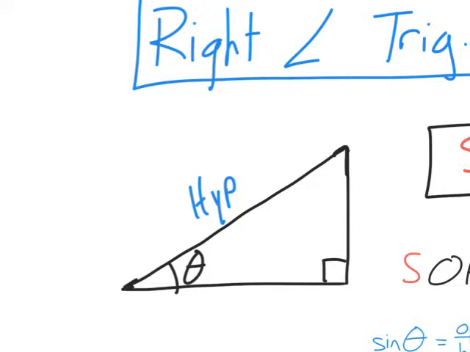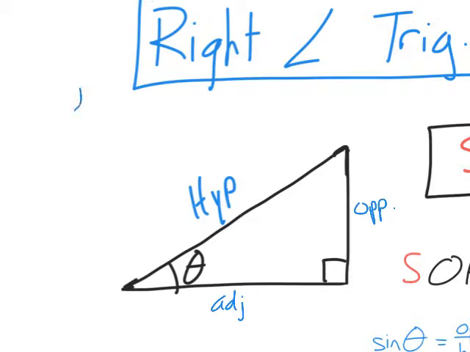Before you is a right triangle with the hypotenuse labeled and one of the angles in the lower left-hand corner. I'm also going to label a side adjacent to that angle along the bottom, and a side opposite that angle, directly across from it.